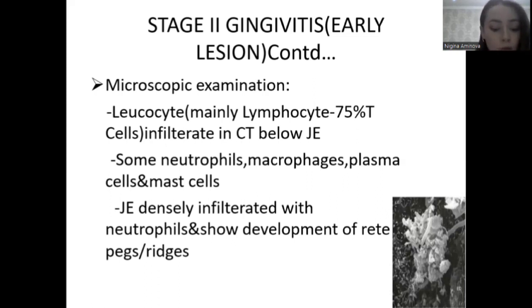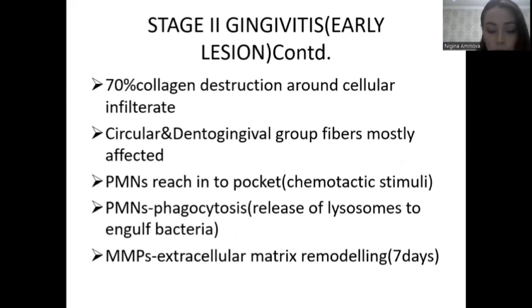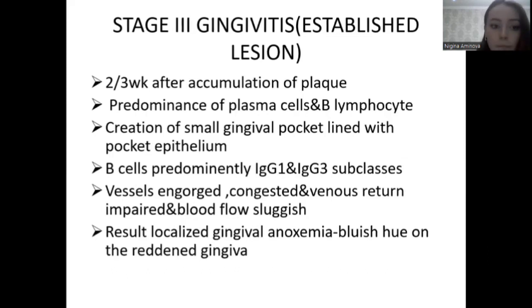JE densely infiltrated with neutrophils, and they show development of rete pegs and ridges. In stage 2, early lesion, you can also see 70% collagen destruction around cellular infiltrate, and circular dentogingival group fibers mostly affected.